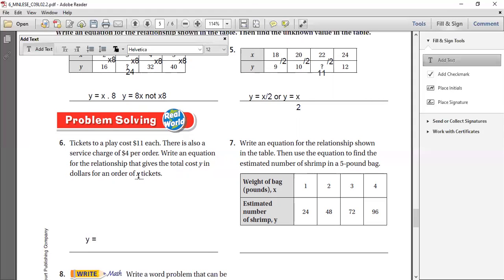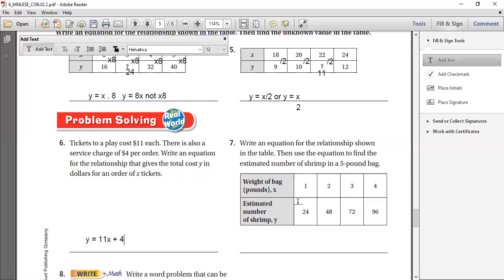We don't know how many tickets, so they said x. What's the cost of one ticket? $11. How many tickets? We don't know, so we write it as 11x. And plus 4, because we have to pay the $4 for every order. So this is going to be your equation. Y is equal to 11x, x the number of tickets, one ticket is 11, plus $4 per order. So if you have got this, well done.